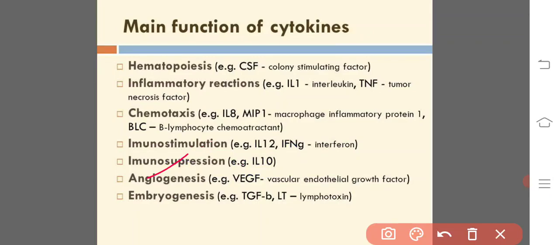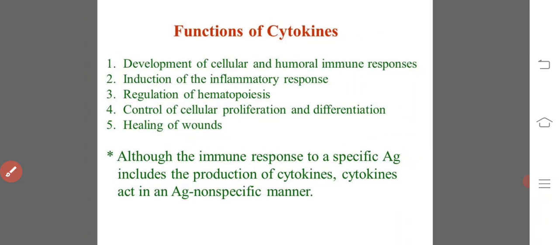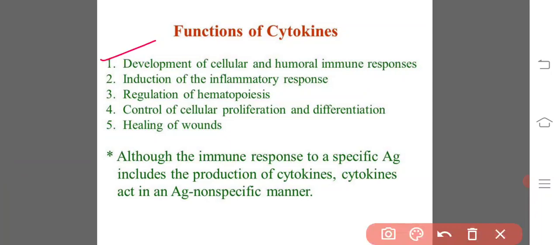Angiogenesis, here there is another factor, VEGF, vascular endothelial growth factor, that is useful in the angiogenesis process. And embryogenesis is mediated by TGF-B and lymphotoxin. So these are the main functions shown by the cytokines. And general functions: development of cellular and humoral immune response, induction of the inflammatory responses, regulation of hematopoiesis, control of cellular proliferation and differentiation, healing of wounds.